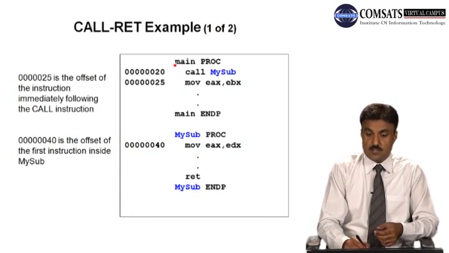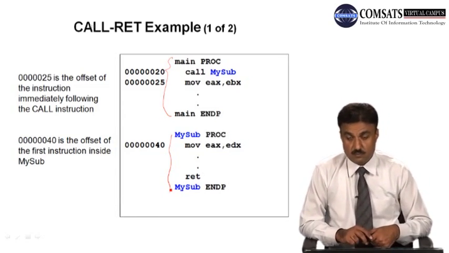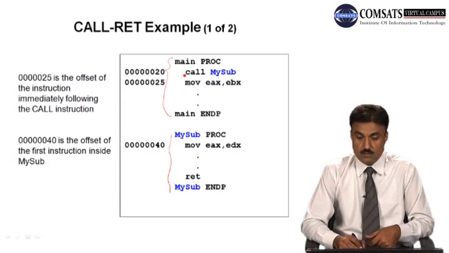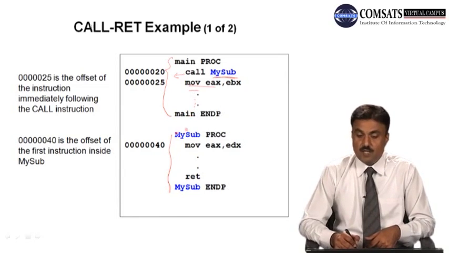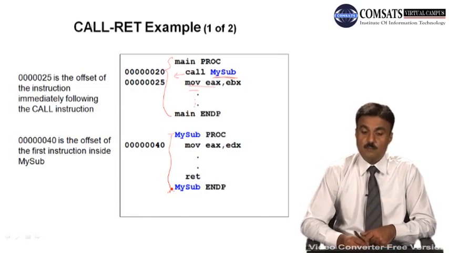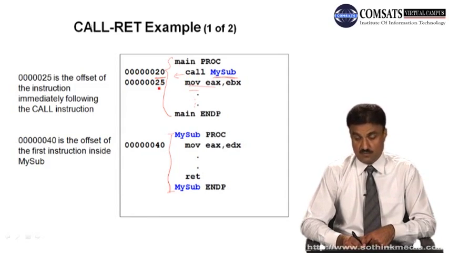This is our main program, from here to here, and this is our procedure. Our main body of the program starts with main, and then we call the my sub procedure from main, and we perform other instructions or operations. Then this is the start of my sub procedure, and this is its end. For example, the first instruction inside this main program has address 00000020, and the next instruction starts from 25, and so on.